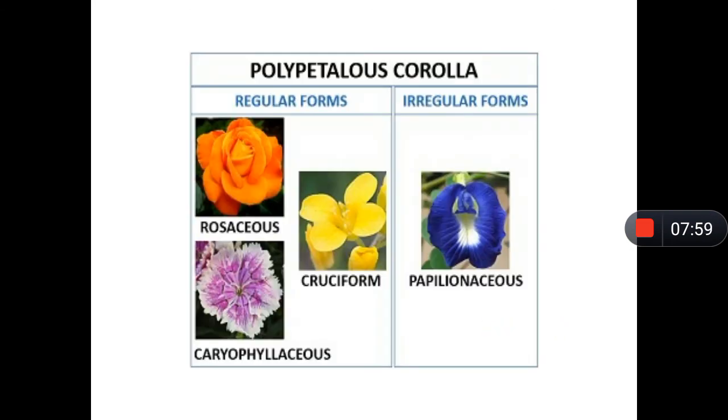So let's have a look at the different types of polypetalous corolla, regular and irregular forms. In the regular forms you can see rosaceous, rose, cruciferous form, then caryophyllaceous, that is dianthus, and on the right side it is irregular form, papilionaceous. This is the picture of Gokarna.